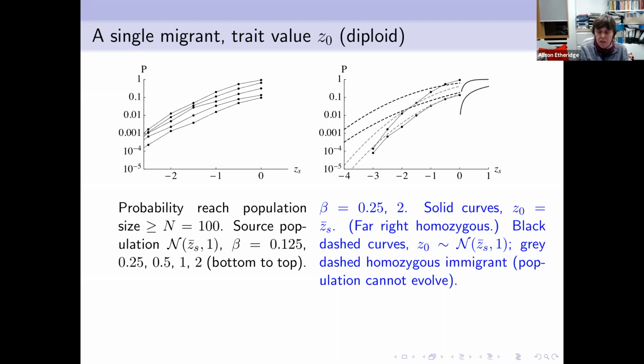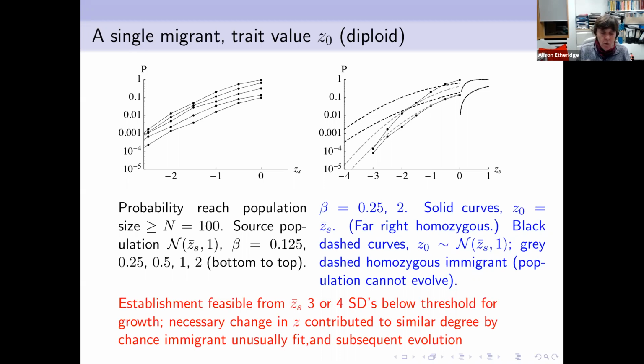And so the population can't evolve. Natural selection can't act. Remember, natural selection, Fisher tells us, acts on the genetic variance. And what we see from this picture is actually both things matter. So to get to these black lines, we need both to have good luck. So it's a combination of good luck in having a fit immigrant and good luck in actually adapting effectively.